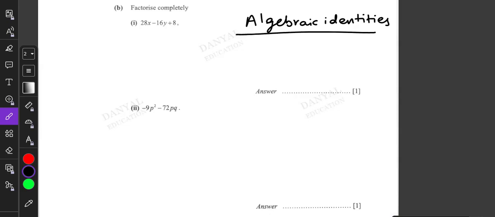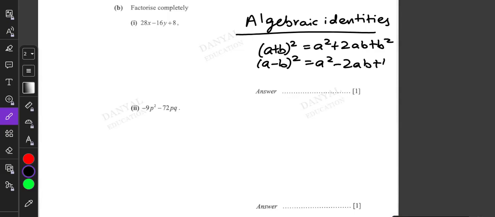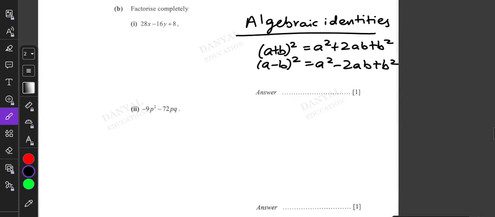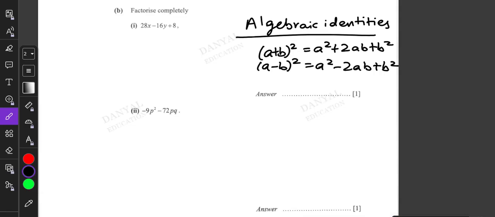So if you remember correctly, (a + b)² = a² + 2ab + b², right? And another one is (a - b)² = a² - 2ab + b². Now, these are the identities that you need to memorize in your head.